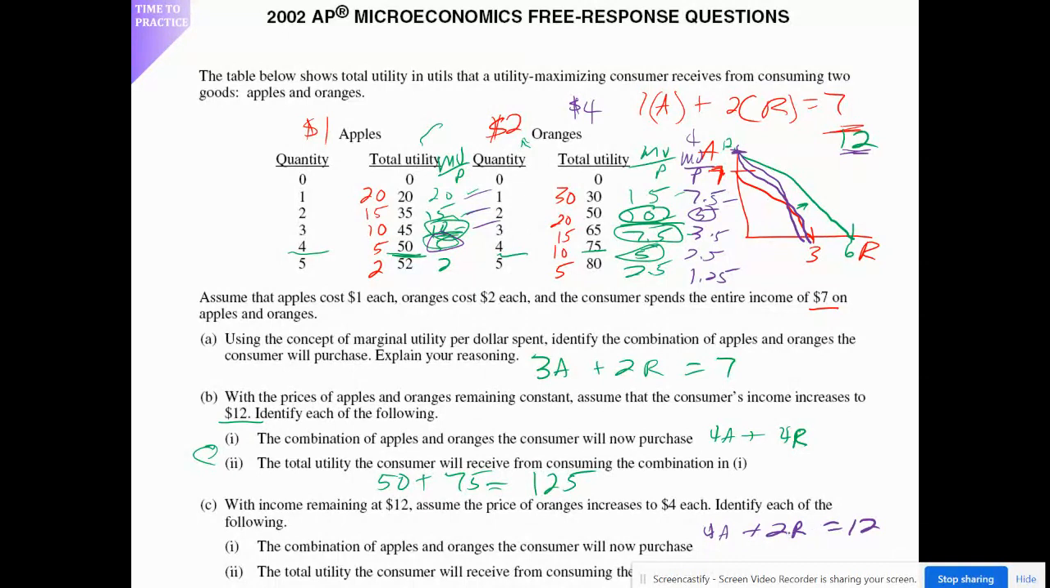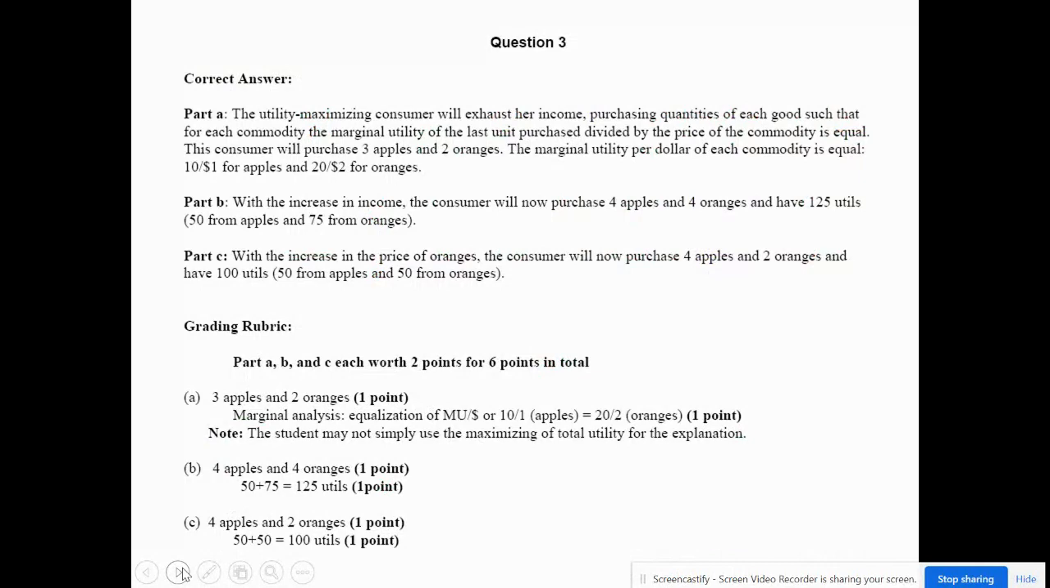Now, what would be the total consumption, or the total, because this is what's the total utility for doing this? That would be, let's see, that would be 50 oranges plus, what did we say, 4 apples? 4 apples is 50. So then our total utility would fall down to 100 because of the price going up. Okay. So that's an FRQ, and the answers are in your notes here.